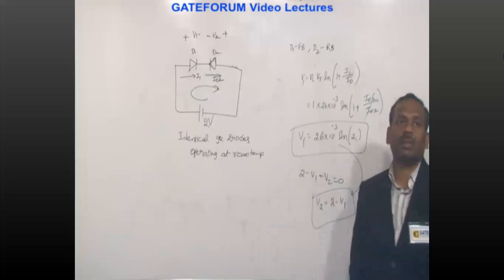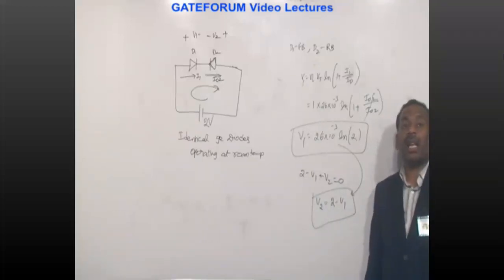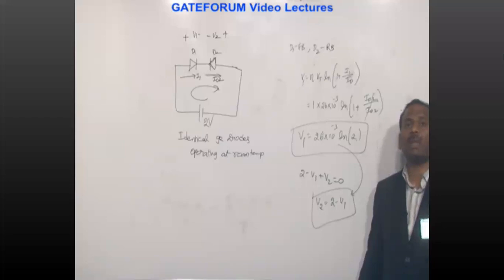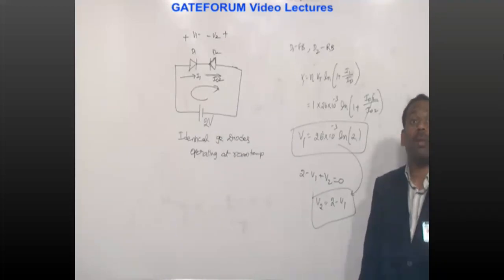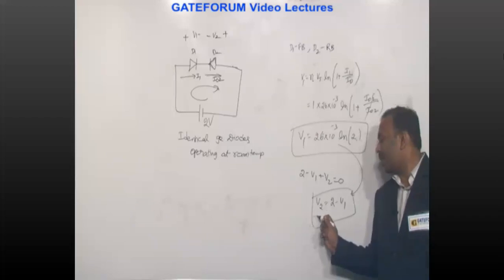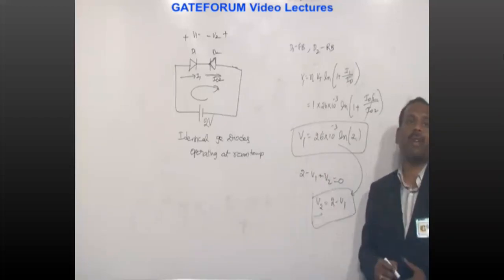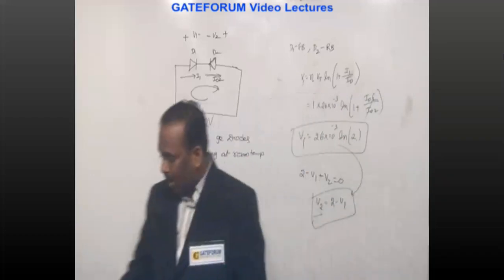This is V1. V1 will be larger or V2 will be larger? The diode D1 is forward bias. Forward bias maximum voltage drop is 0.6 or 0.7. Reverse bias maximum voltage drop will be there. So, across the diode D2, V2 will be larger than V1. It's clear? Next.